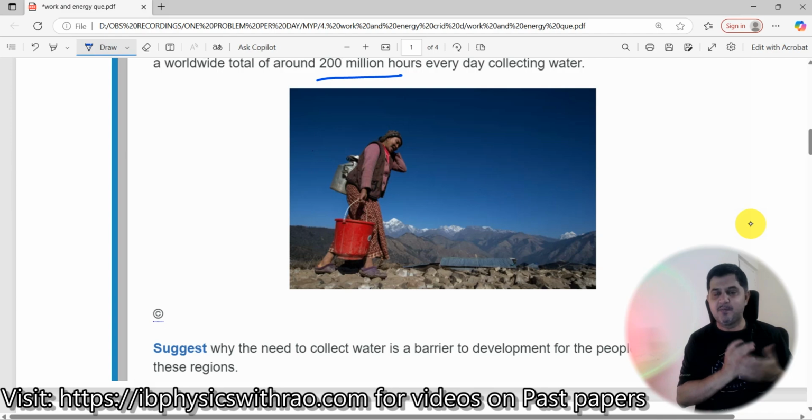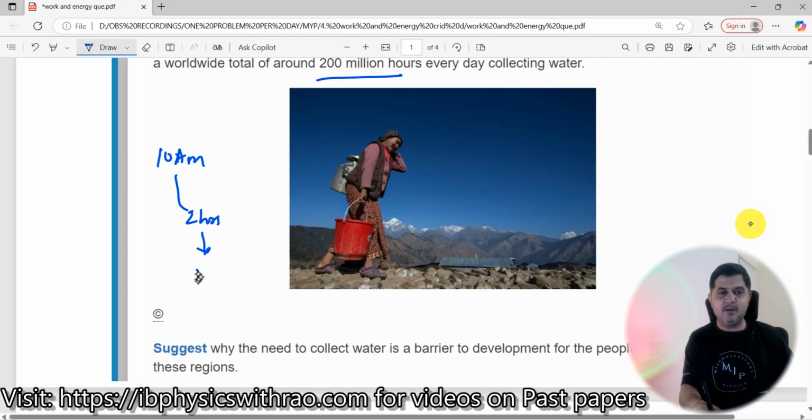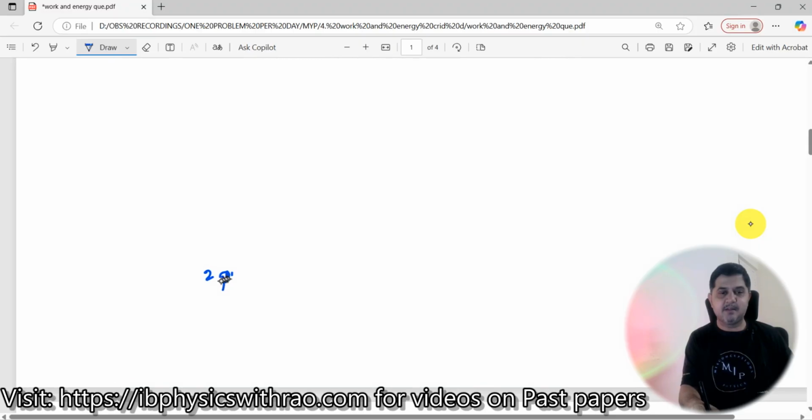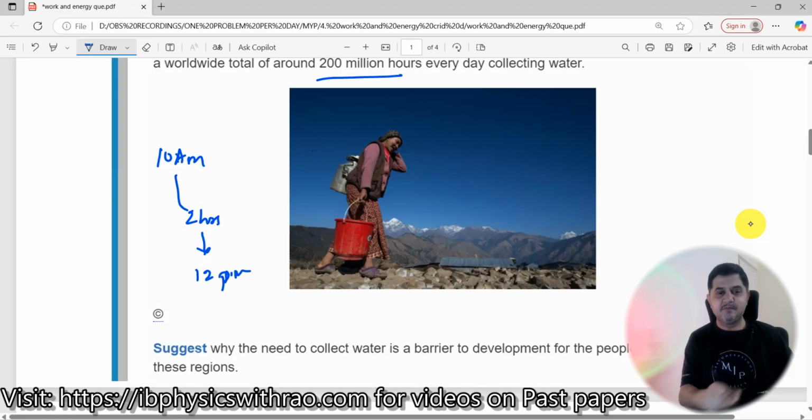What can happen? Because of this, you spend more time collecting the water from a far off place during daytime. Let us say you are getting the water at 10 a.m. and then you are collecting this water and walking all the way along, let us say half a kilometer to your home. Getting this will take, let us say for example, 2 hours every day. Then what can happen? You will become free only at maybe 11 a.m. or 12:30 and so on.